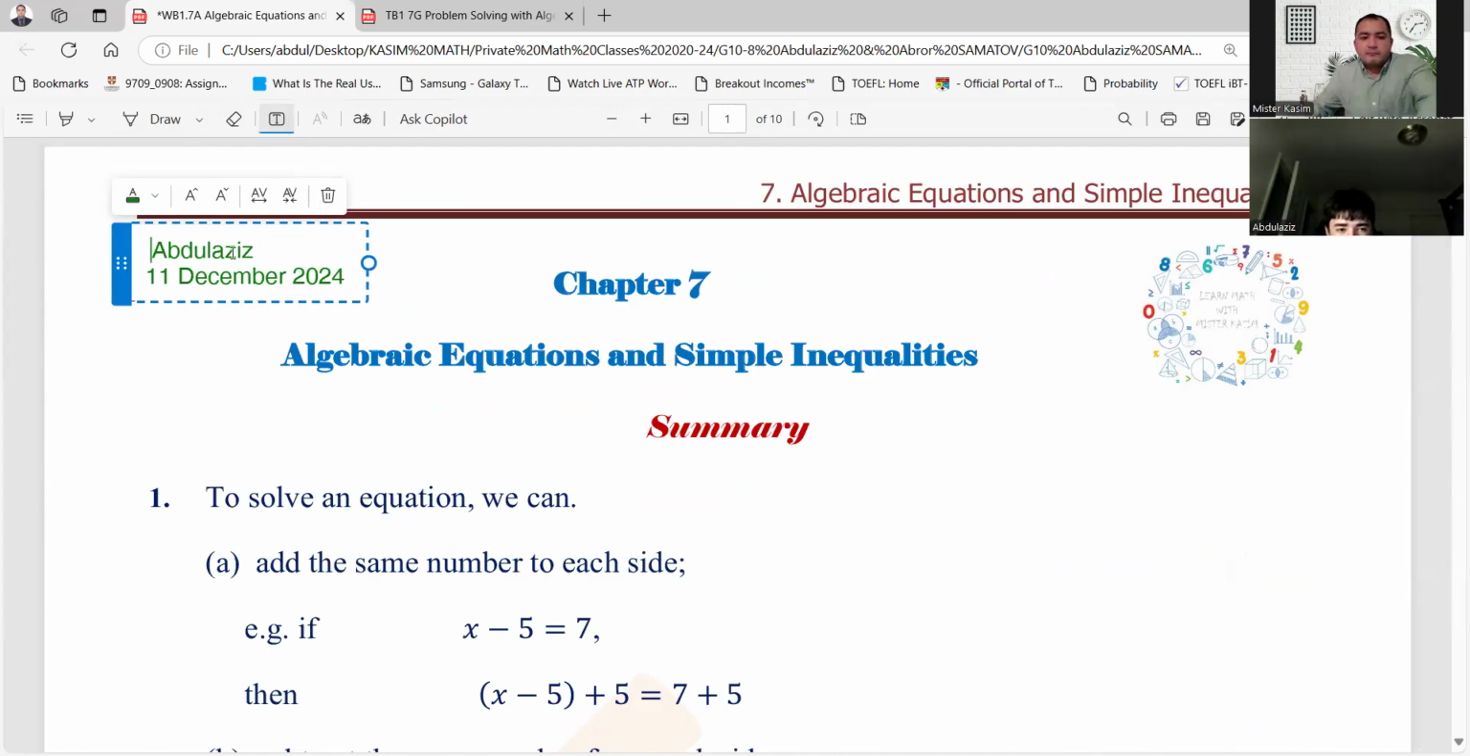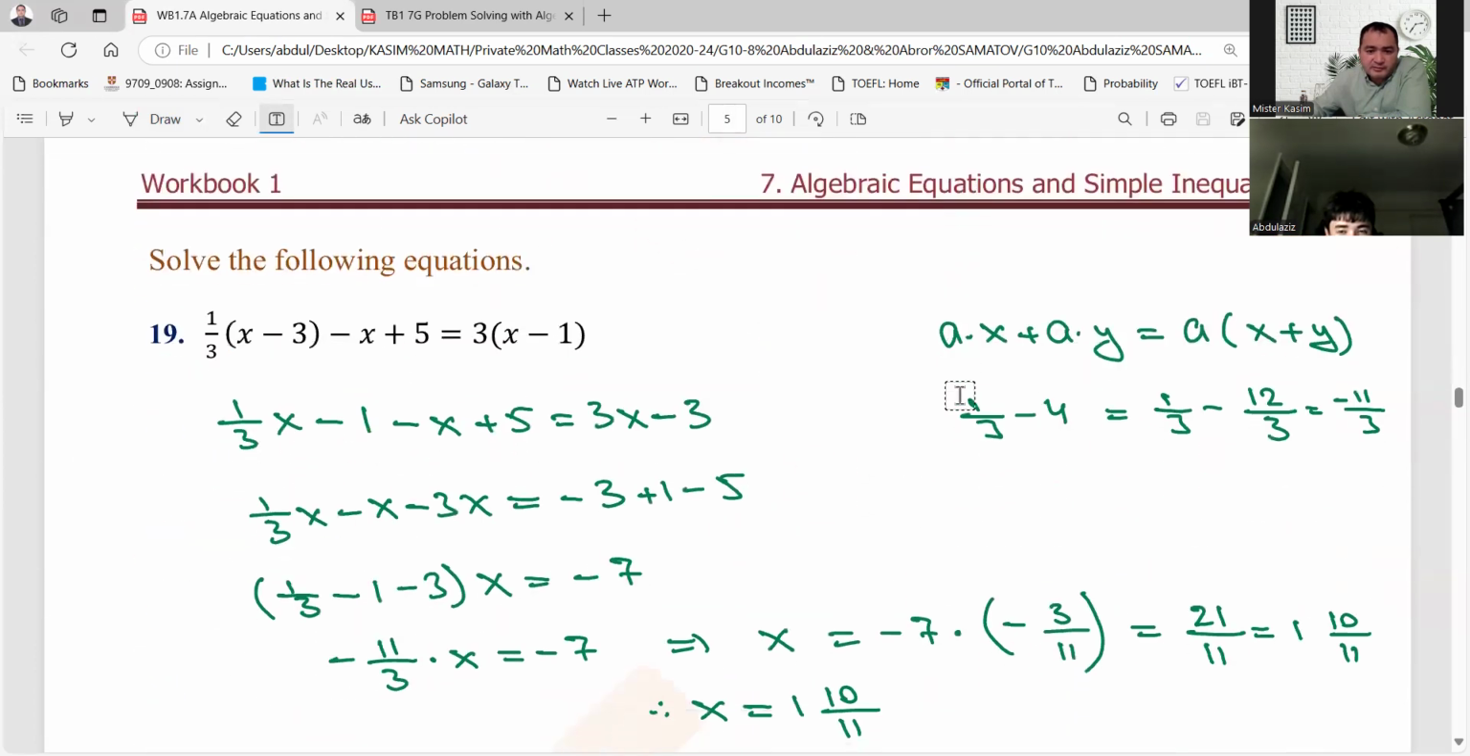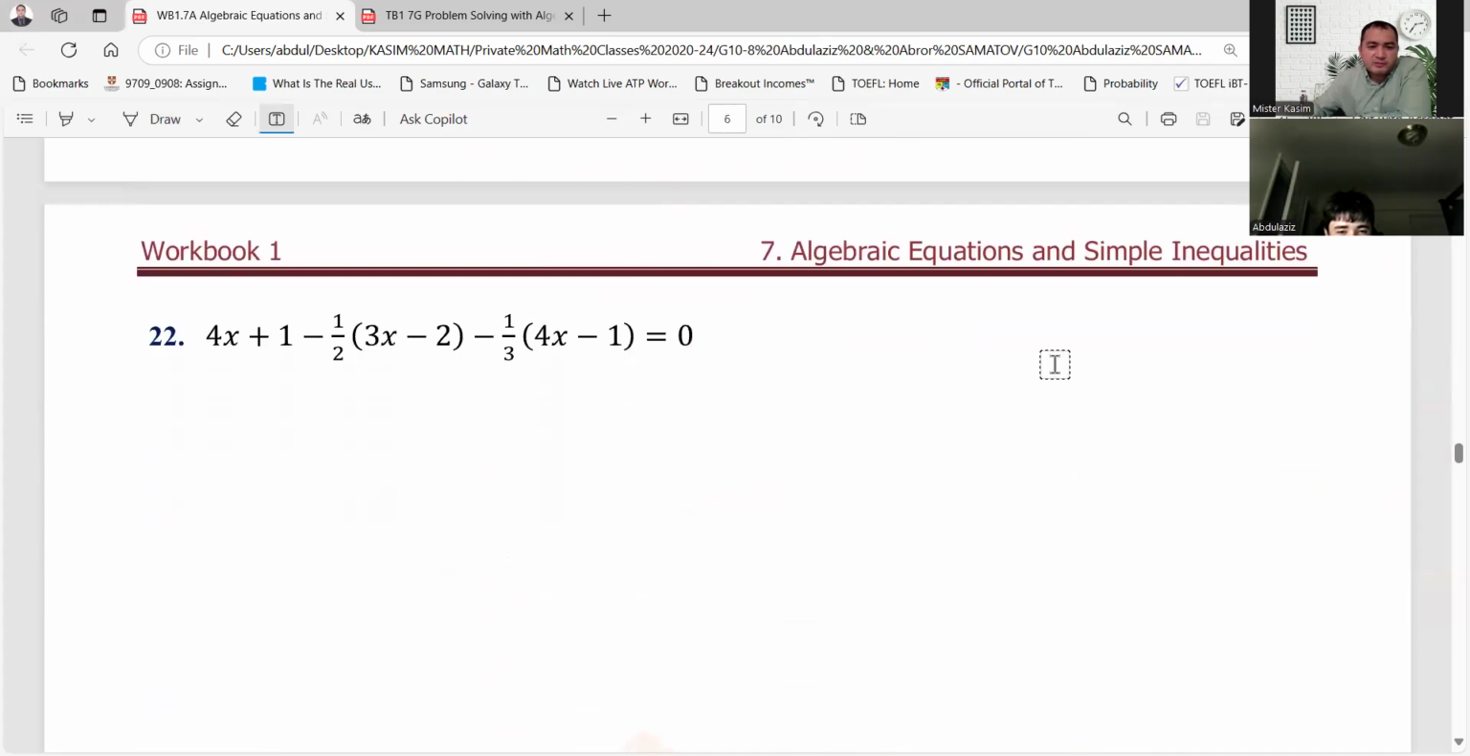Negative 2? Really? You solve really fast, Abdulaziz. If you can solve this question, and that's it, you can solve every question.